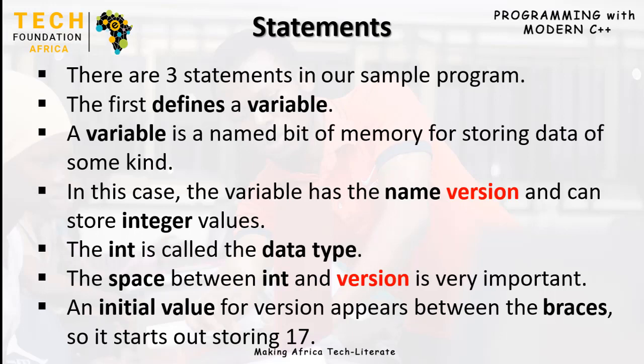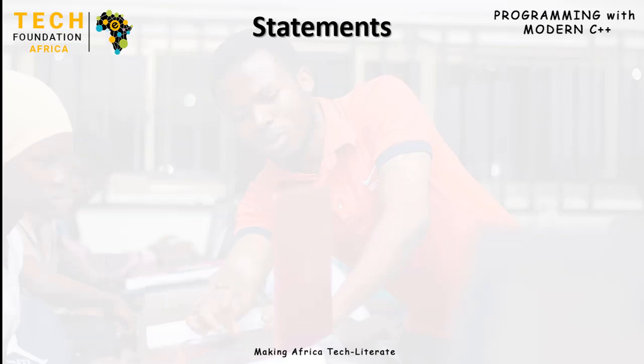Now after the word version, you realize that we have an opening and closing brace, and there is a value 17 in there. This value serves as the initial value for the memory space, the variable that we have created called version. Is that okay? So that is how you initialize things in modern C++. That's one way of doing that. In a later video, we shall see other ways of doing that.